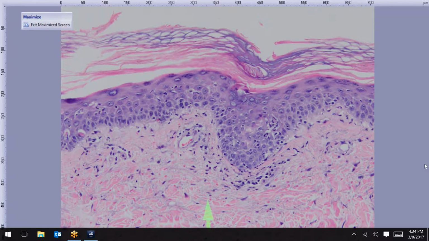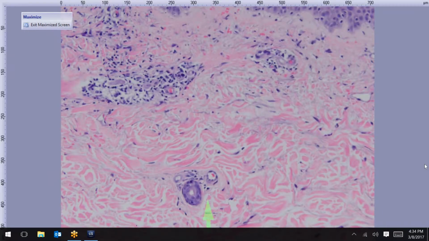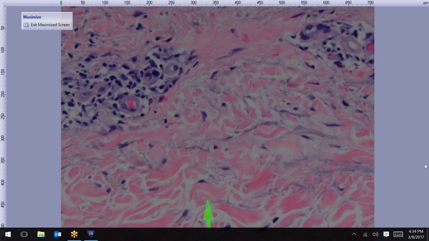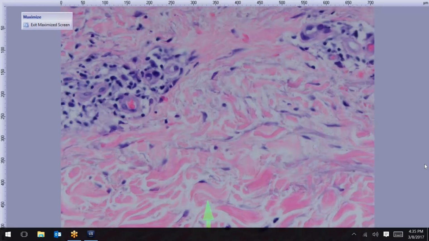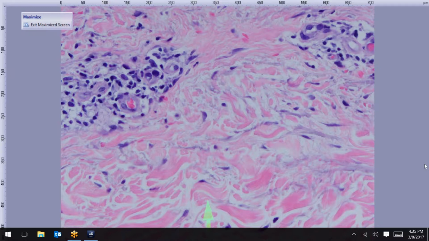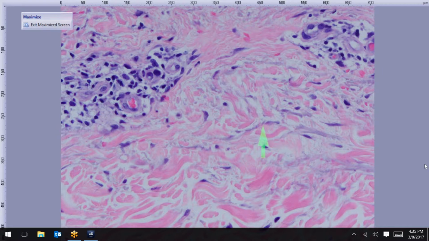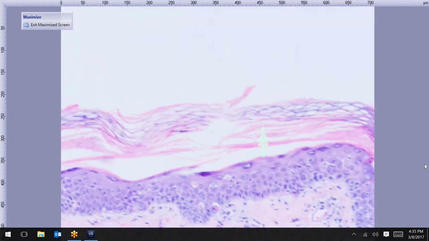I do recall that I wasn't that impressed. There might be a little bit of mucin in here, maybe a touch. I don't know if you can appreciate a little bit of that mucin. There is a little bit in this area right here. So anyway, this is not the best amount of mucin that we would see, but this is systemic lupus erythematosus.